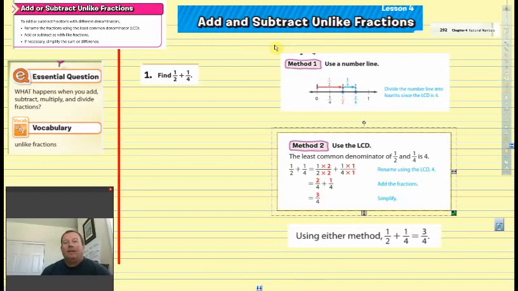Okay, welcome back. This is add, subtract, unlike fractions, page 292.